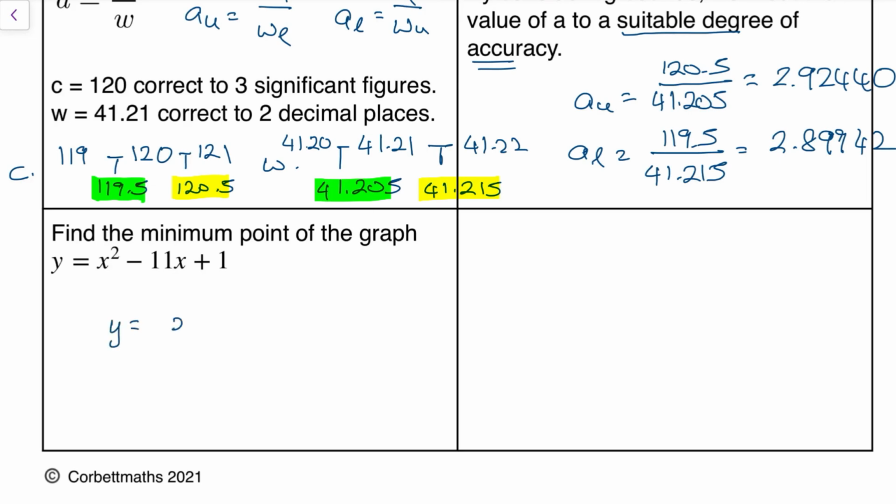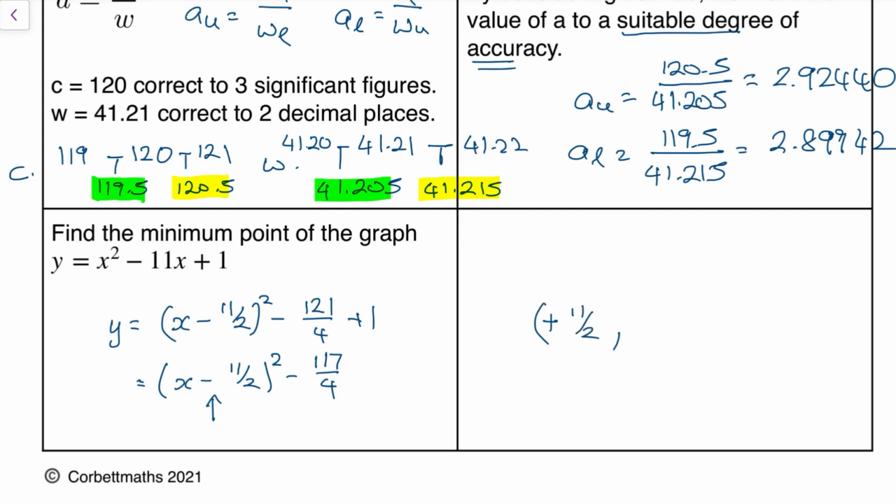So that's going to be y equals x minus 11 over 2 squared minus 121 over 4. That's 11 over 2 squared. Plus 1, which is going to be the same as x minus 11 over 2 all squared minus, well, 121 plus 1 is adding 4, so that's going to be 117 over 4, which means my minimum point is going to be, well, it's plus, because I have to change the sign, so it's plus 11 over 2 and minus 117 over 4.